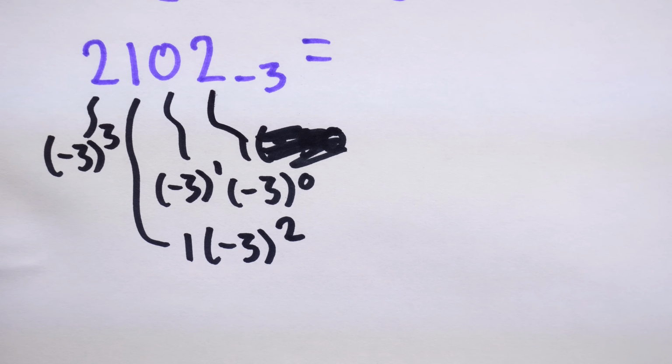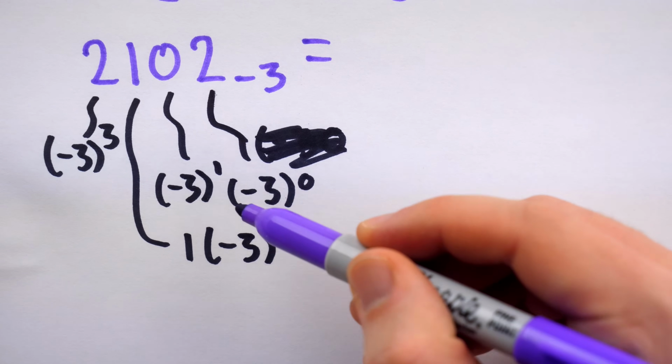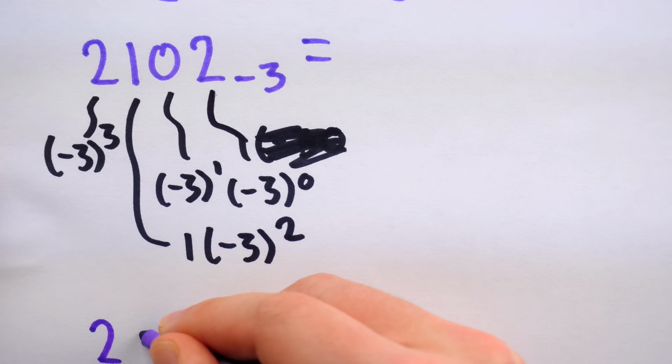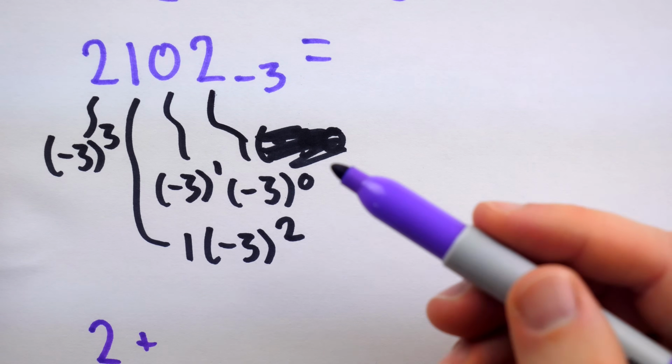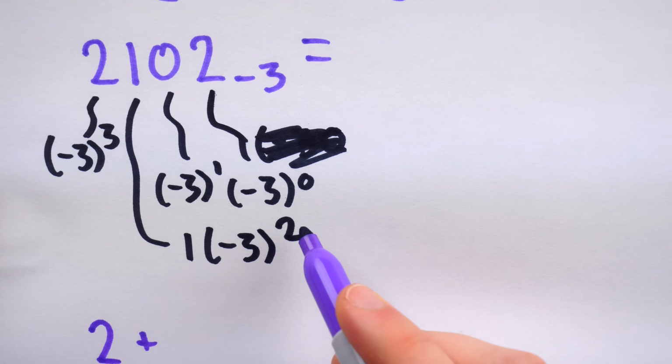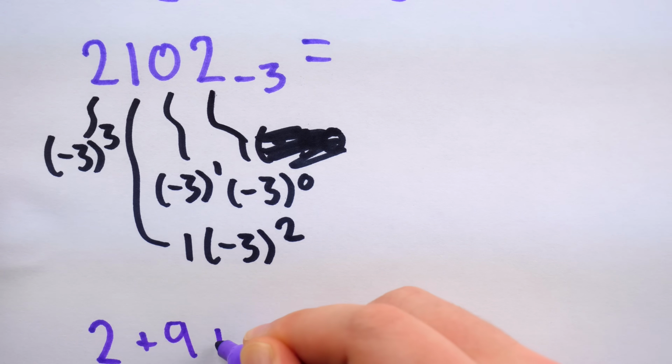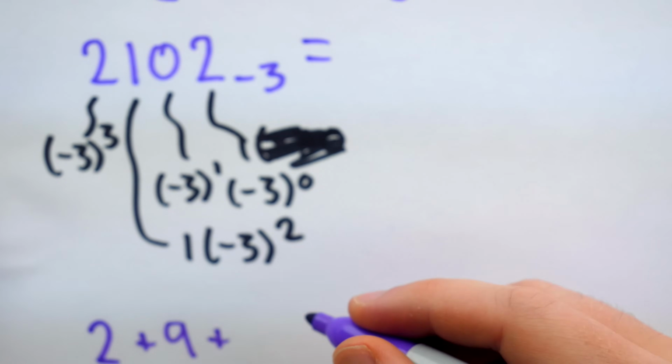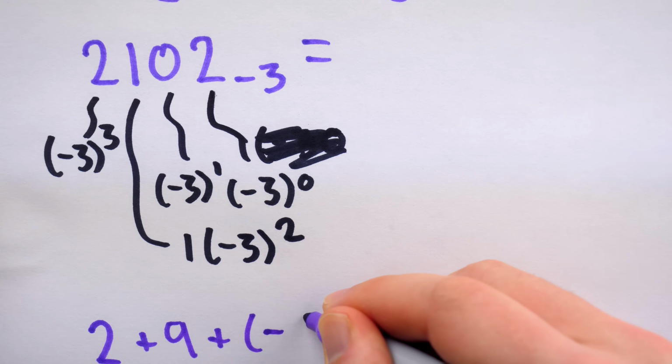So in total, writing out the pieces in decimal, this is 2 times 1 plus 0 times negative 3 plus 1 times positive 9 plus 2 times negative 27, so minus 54.